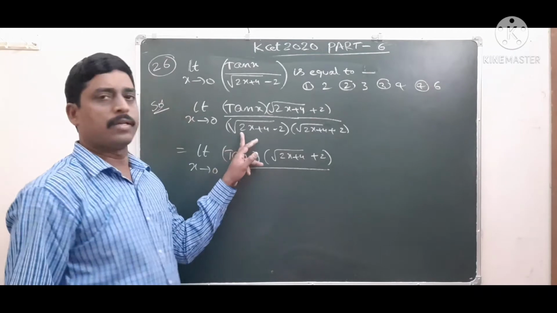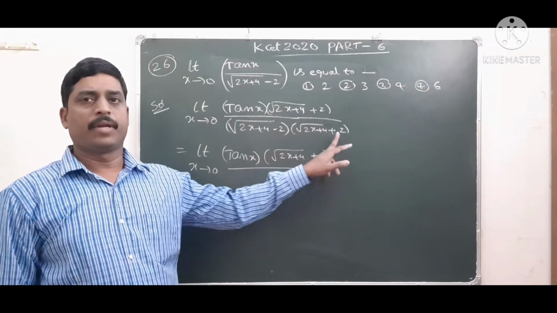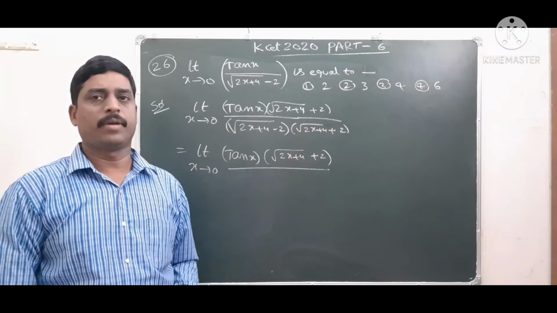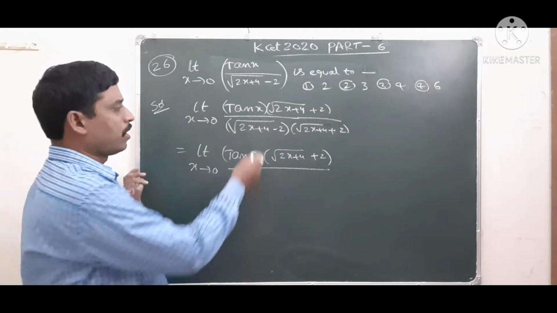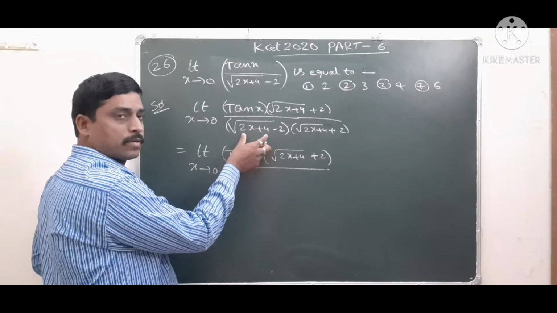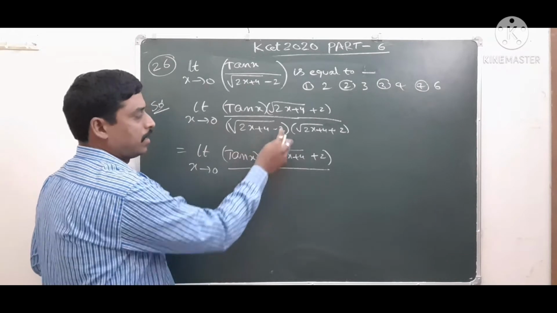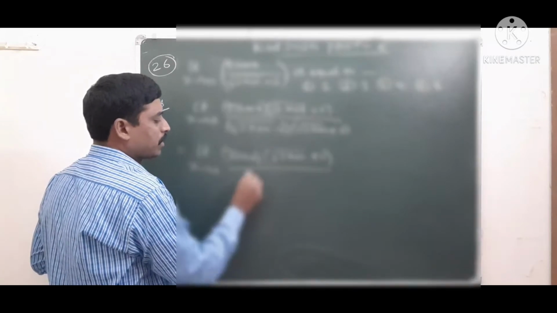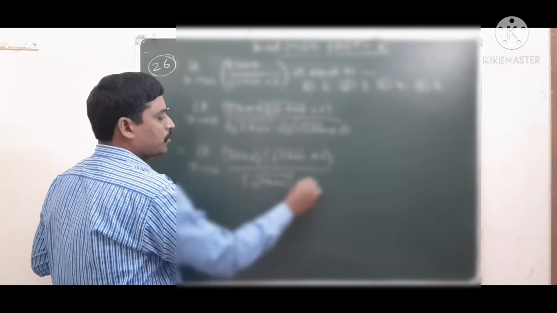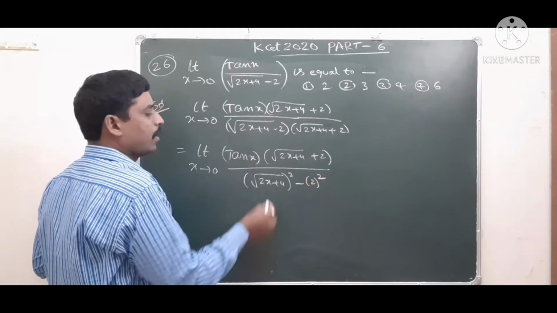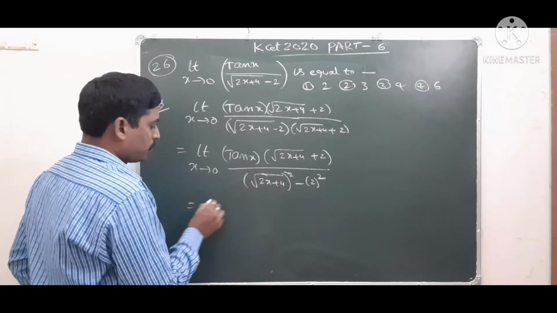In the denominator, it is in the form of a minus b into a plus b, which is a square minus b square. Here a is root 2x plus 4 and b is 2. So a square minus b square is root 2x plus 4 whole square minus 2 square. The square root gets cancelled.